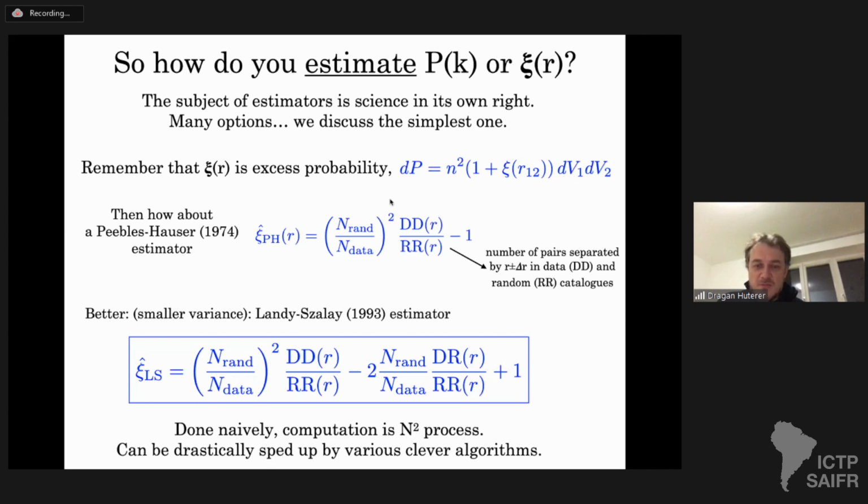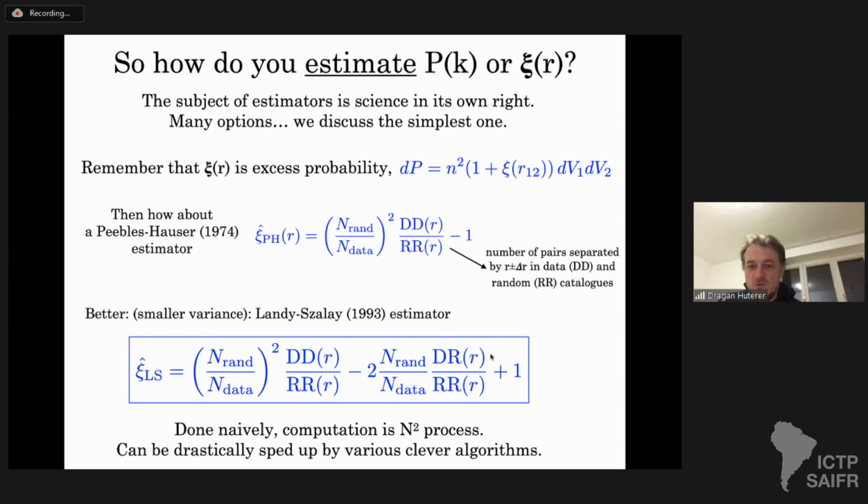Turns out the statistical properties of this are not great. You do better by using the Landy-Szalay estimator. If you do a similar thing, except you add a term that's -2, and you take each galaxy in the data and compare that to positions of random points in a random catalog, and you count the number of those pairs as well, separated by the distance r.